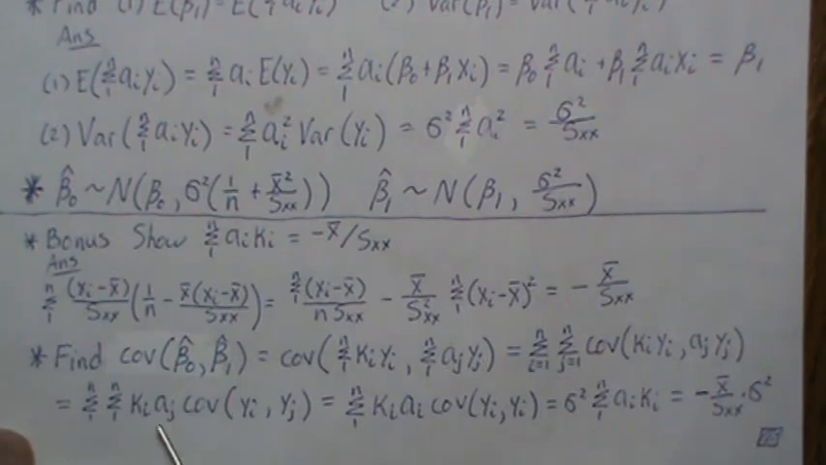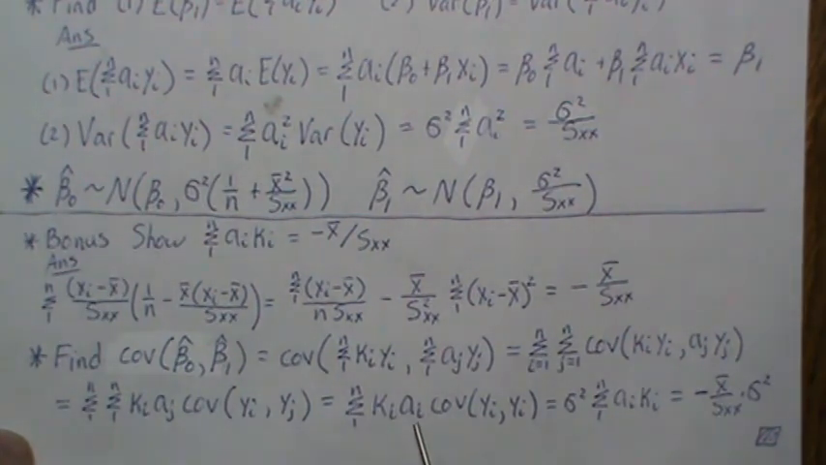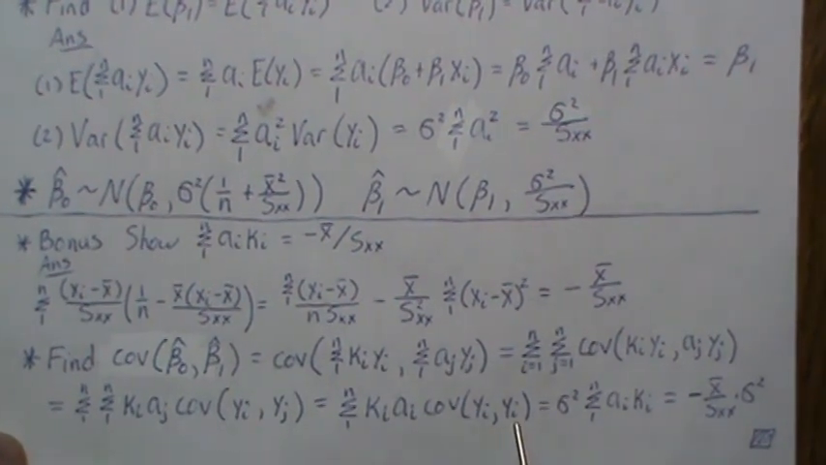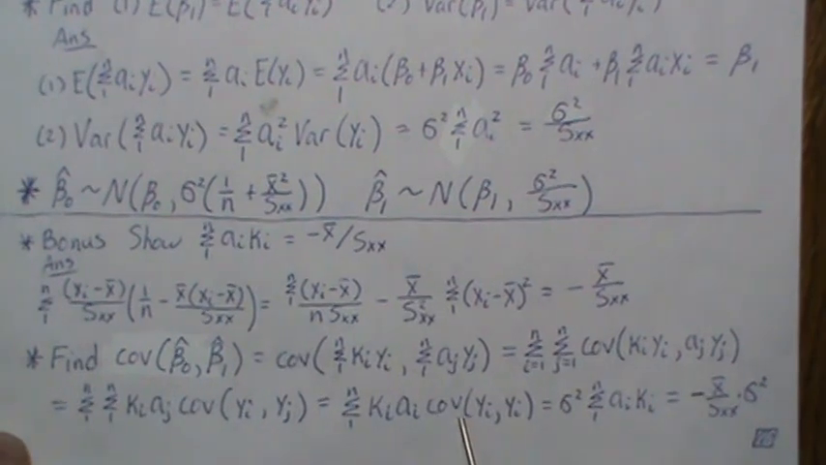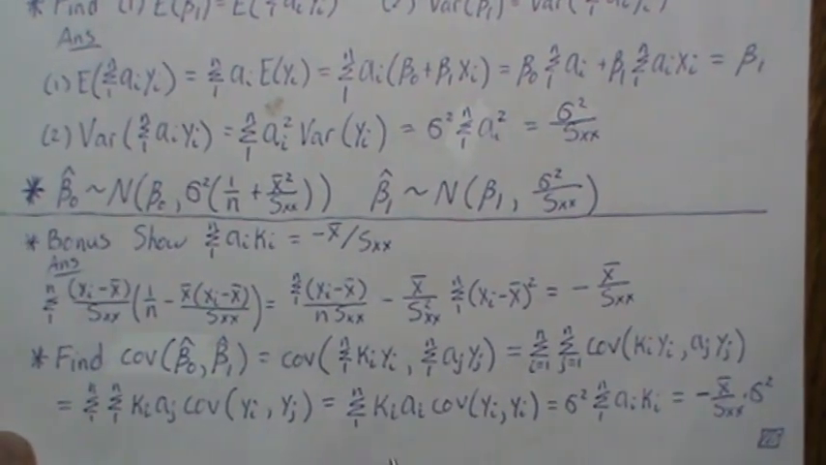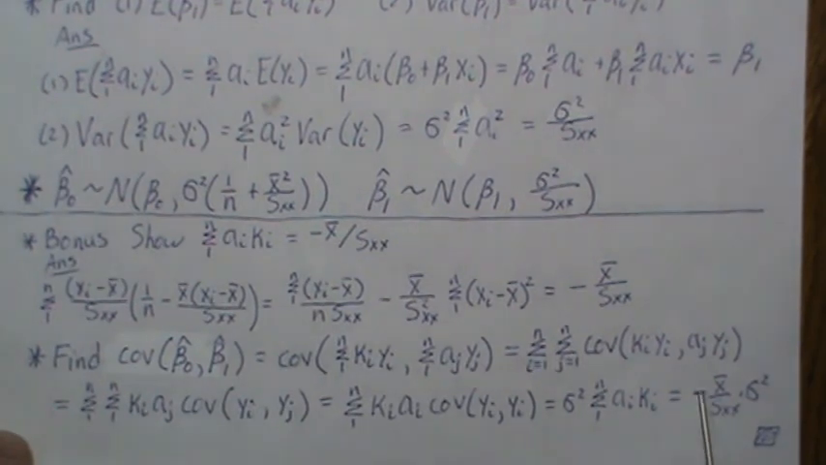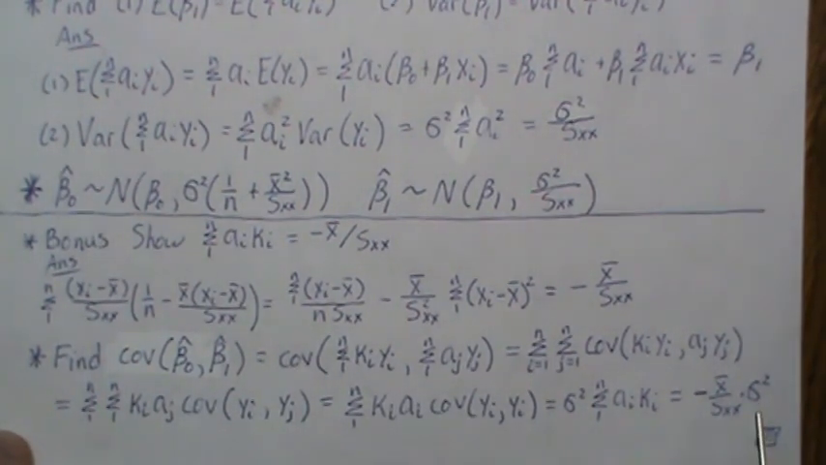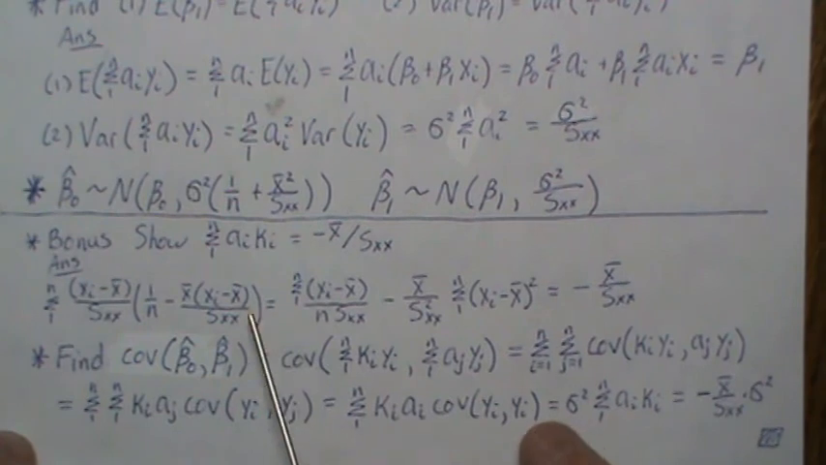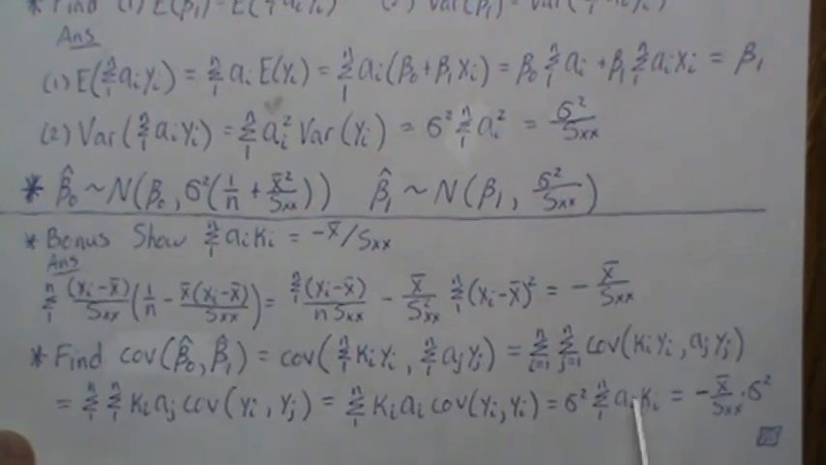So they don't add to the sum. So we just make them both say i. So when we sum from 1 to n, k_i, a_i, covariance of y_i, and this is the variance of y_i, which is sigma squared. So then it can come out front. And this sum is minus x bar over Sxx, times sigma squared. And this is what we showed to be the covariance in an earlier video.